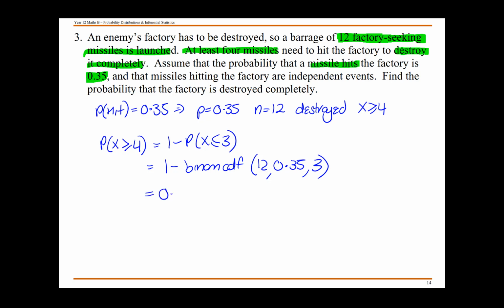So that's going to be 0.6533. So therefore, approximately 65.33% chance that the factory is completely destroyed.